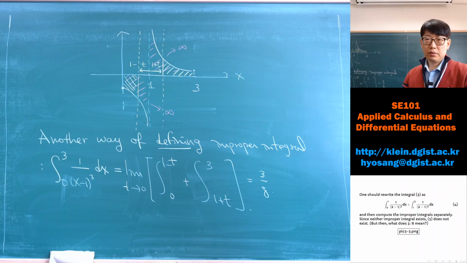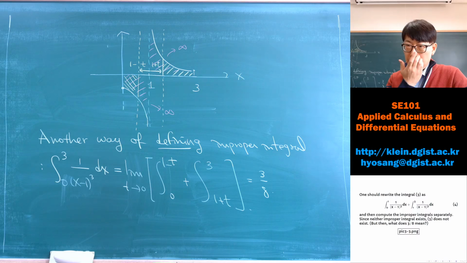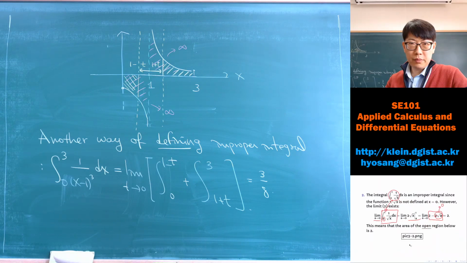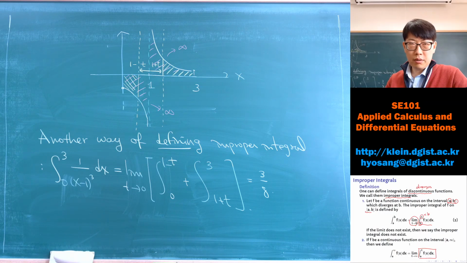No. So the question is, what's the difference between? So let me rephrase the question. You're asking whether this 1 over x minus 1 cube seems different from the previous one. So I think there's an error in your question.